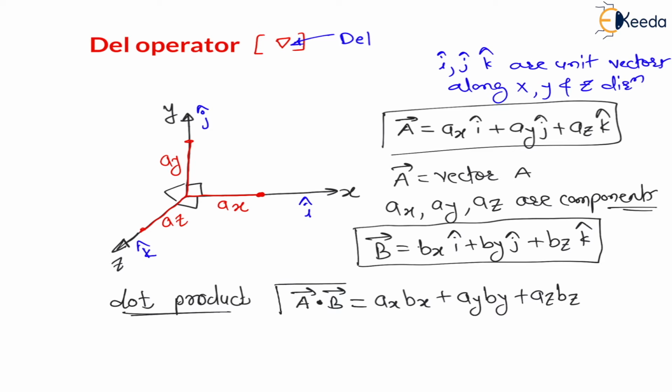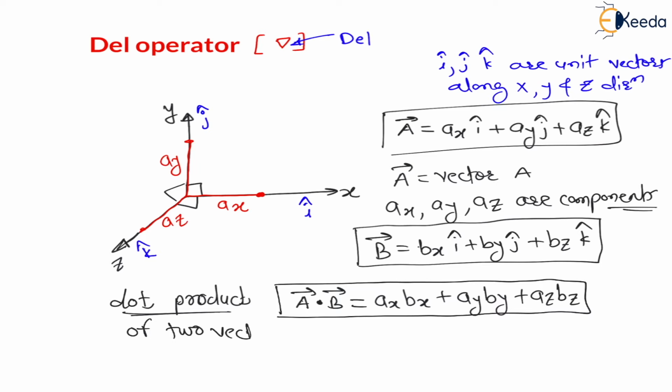And my dear students, the dot product of any two vectors is always a scalar. It means the dot product of two vectors, a dot b, is a scalar. So always remember, the dot product of any two vectors is always a scalar. This you must remember. Now let us understand the cross product.